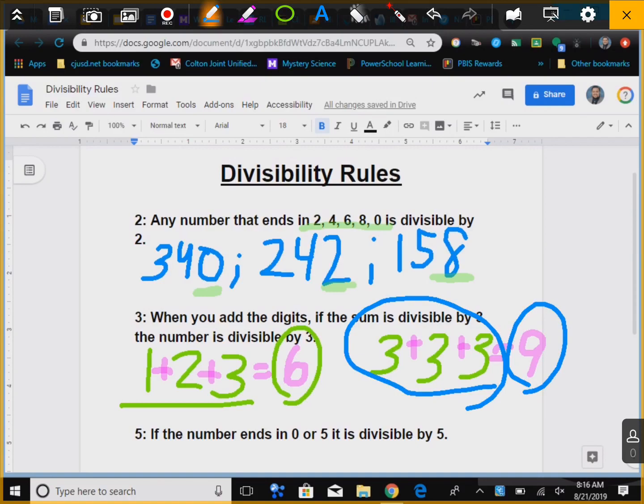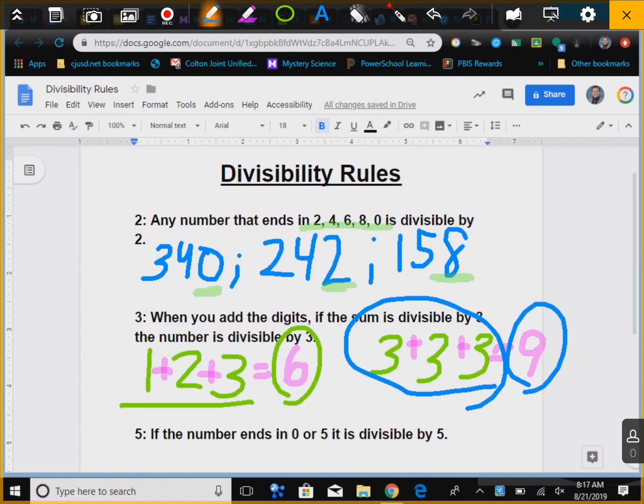So you just have to add the digits up and then look at the sum and say, okay, is that sum divisible by 3? You still have to know your multiplication facts for 3. You still need to know those. But you can use bigger numbers. You can add the digits of these big numbers and see what the sum is, which will typically be a smaller number, and say, is this a number that is divisible by 3 or not?